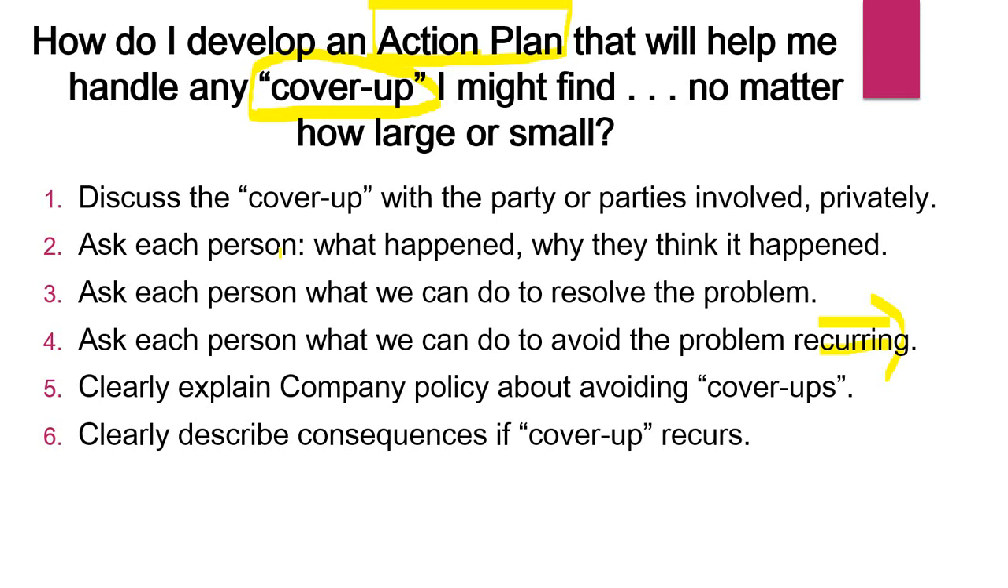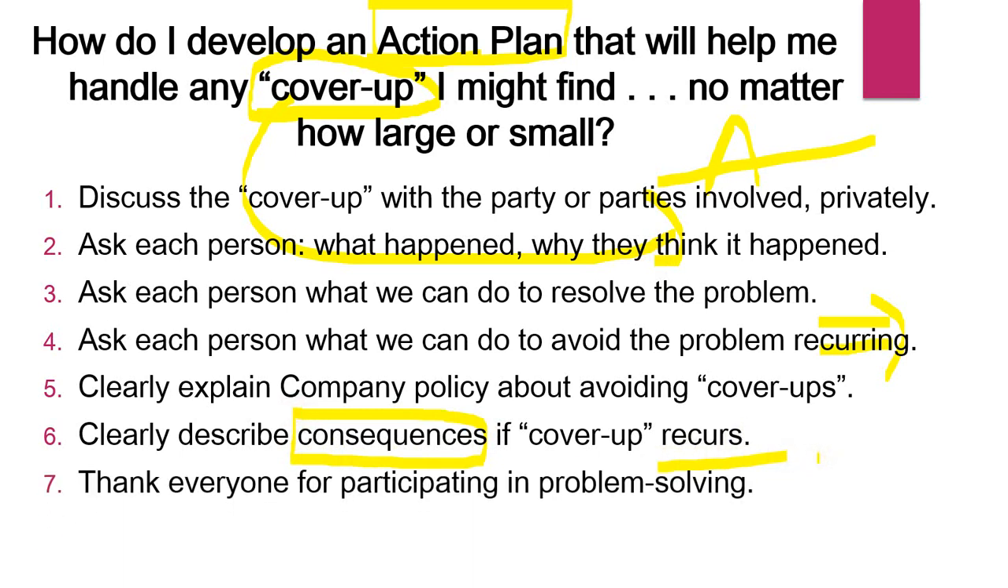Clearly describe consequences if cover-up reoccurs. So you did your plan A, you performed your plan B, but it failed. Now you are using cover-up. That also failed. So in that condition, what will be the consequences if cover-up recurs? Okay, and thank everyone for participating in problem solving.